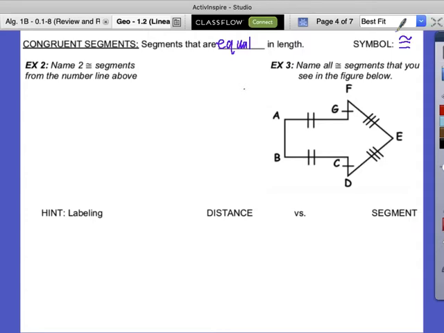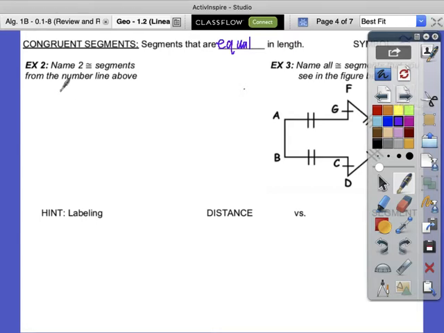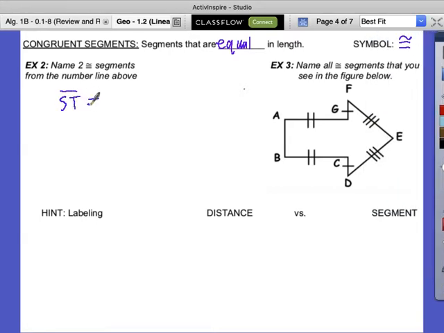So from our number line in the previous part, what are two congruent segments? What are two segments that are equal in length? Maybe between two of those points. Segment blank blank and segment blank blank have the same length on that number line. Let's go back to this number line. What are two segments that have the same length here? Okay, Ryder. S and T and T and U. Yeah, segment ST has a length of 3, and segment TU has a length of 3. So to answer the question, we could say segment ST is congruent to segment TU.